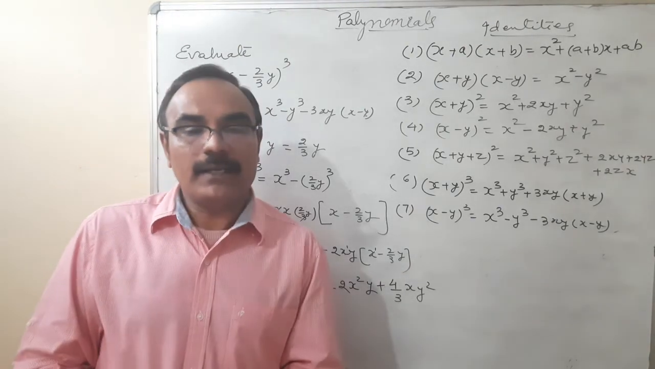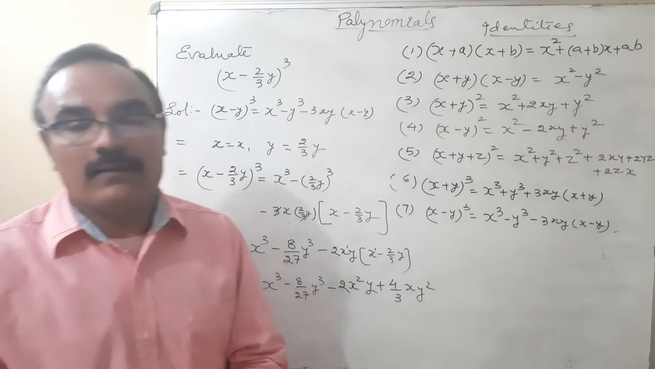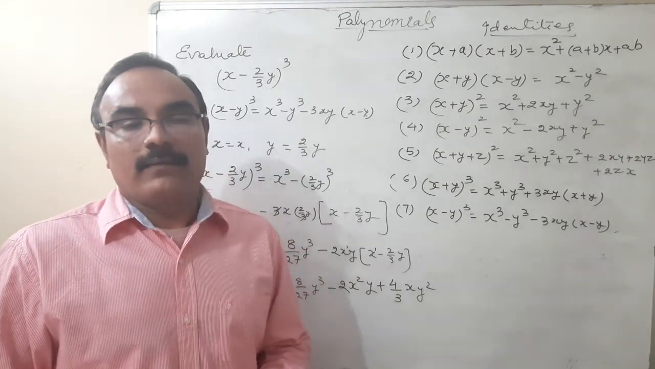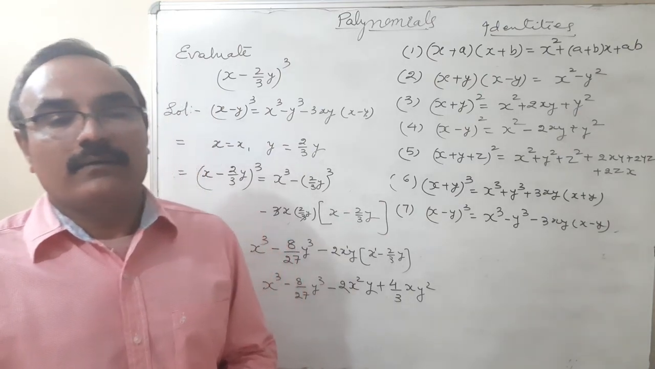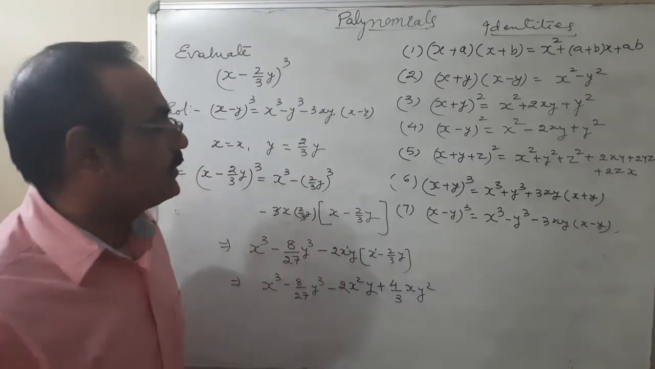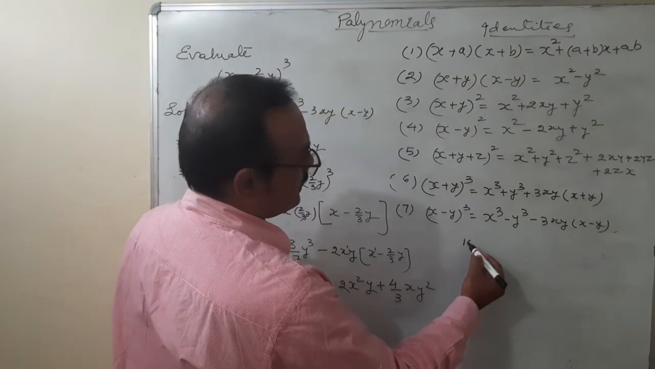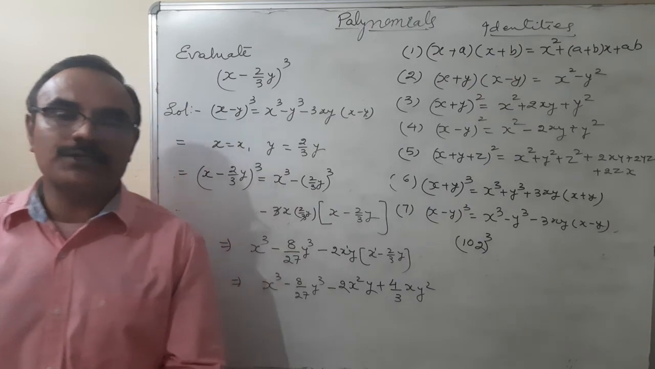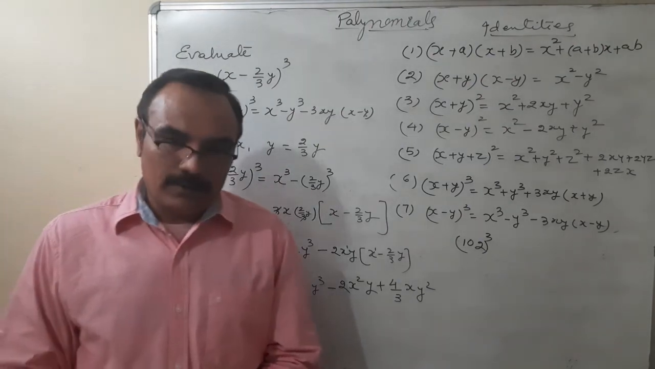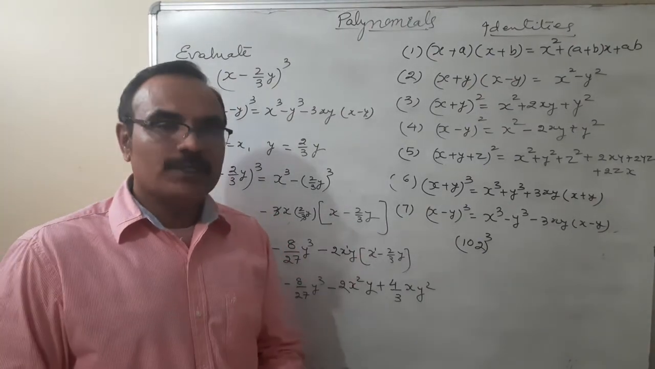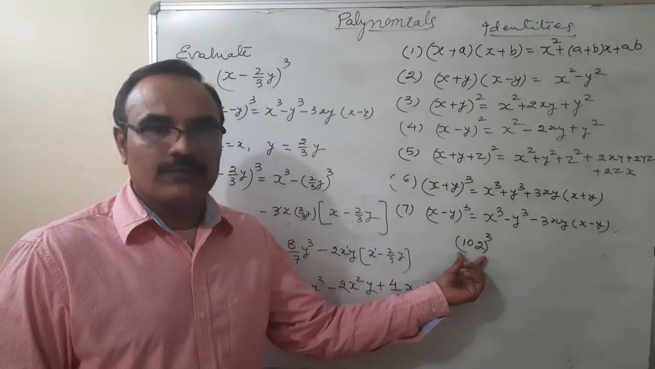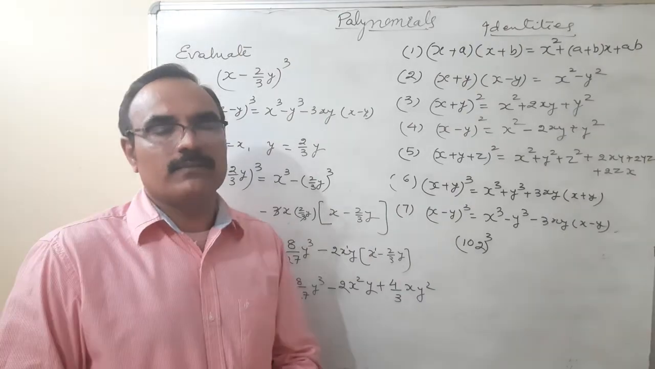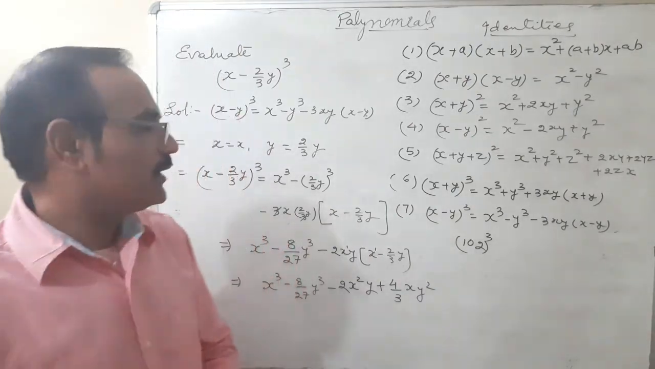If I take the second question of the same pattern, like 102 raised to the power 3. This value can be evaluated with the help of the identity only, not by multiplying 102 multiply 102 multiply 102. Then how to solve this question?